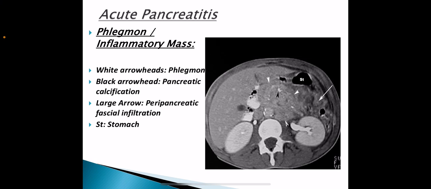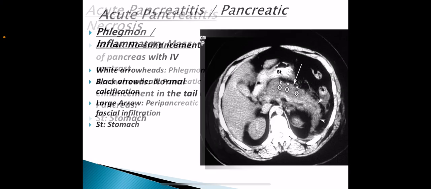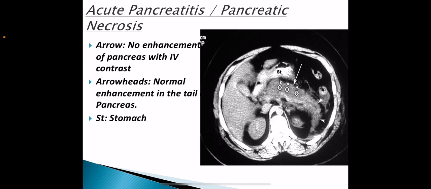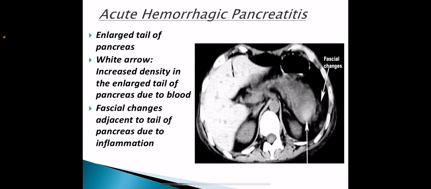Phlegmon, pancreatitis classification, peripancreatic fascial infiltration, stomach. Acute pancreatitis necrosis. Here the white arrow shows no enhancement of pancreas with contrast, with normal enhancement in the tail of the pancreas, stomach. Acute hemorrhagic pancreatitis in the tail of the pancreas. Here the white arrow shows increased density in the tail of the pancreas due to blood, and fascial changes adjacent to the tail of the pancreas due to inflammation.